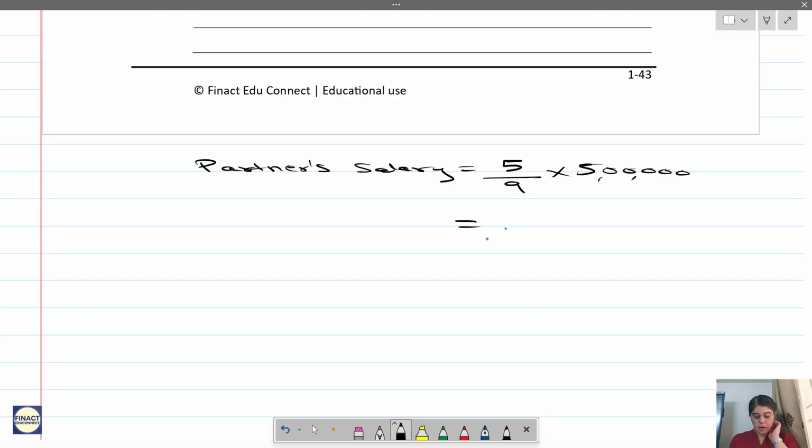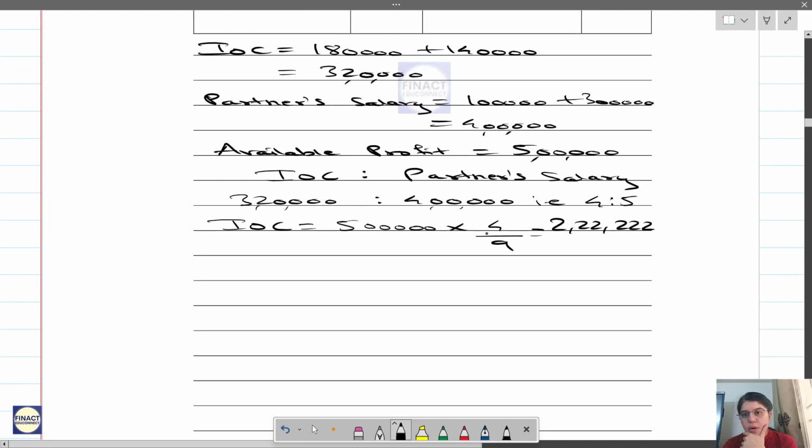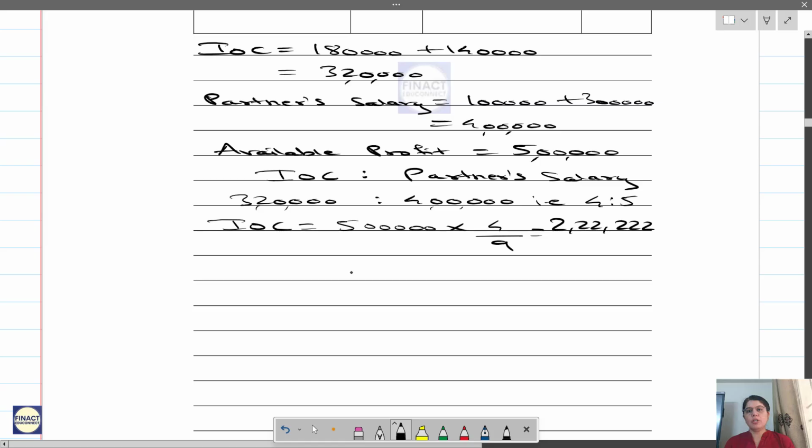And your partner's salary is how much? 5/9 into 5 lakh. So you get 2,77,778. So you are getting it in decimals, so just round it off. Now within interest on capital, we will find out how much should be given to X and how much should be given to Y.